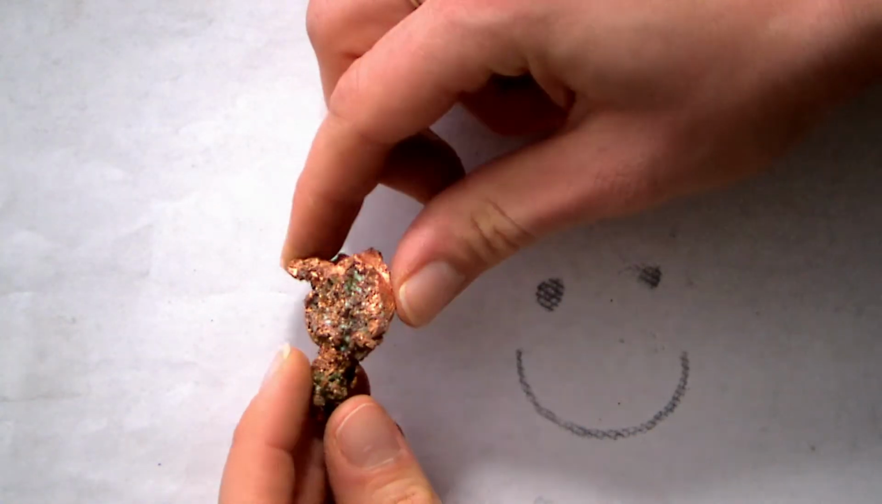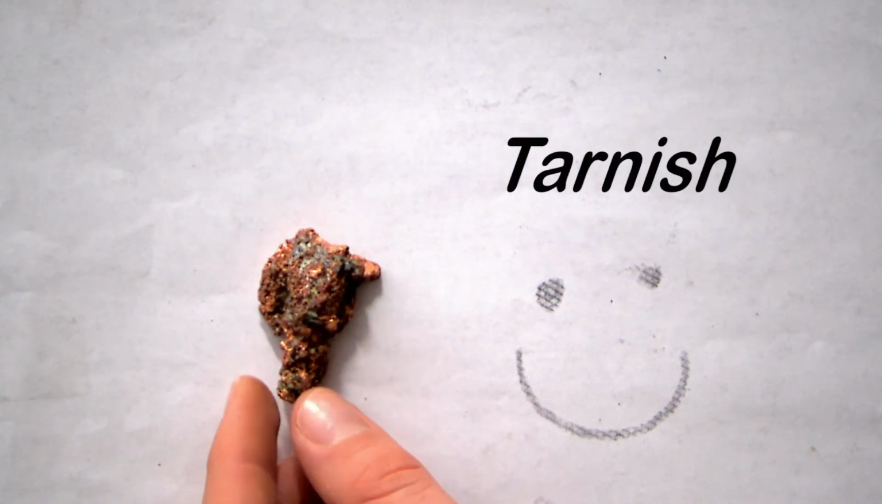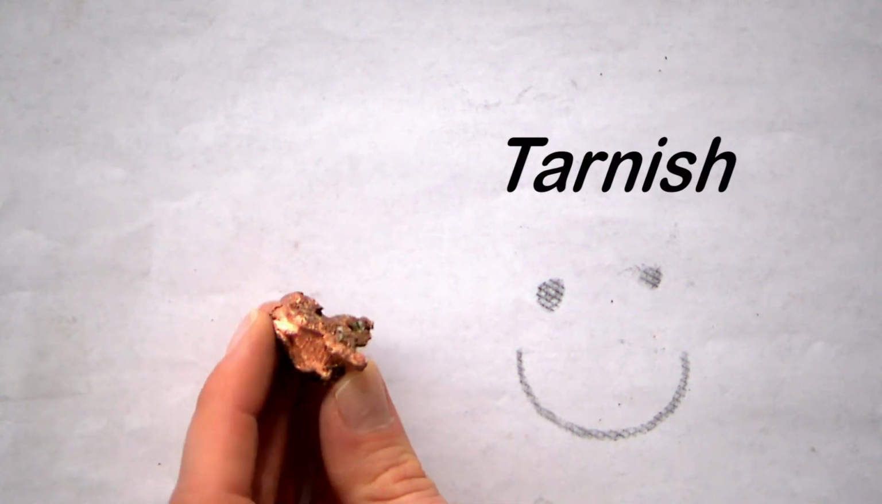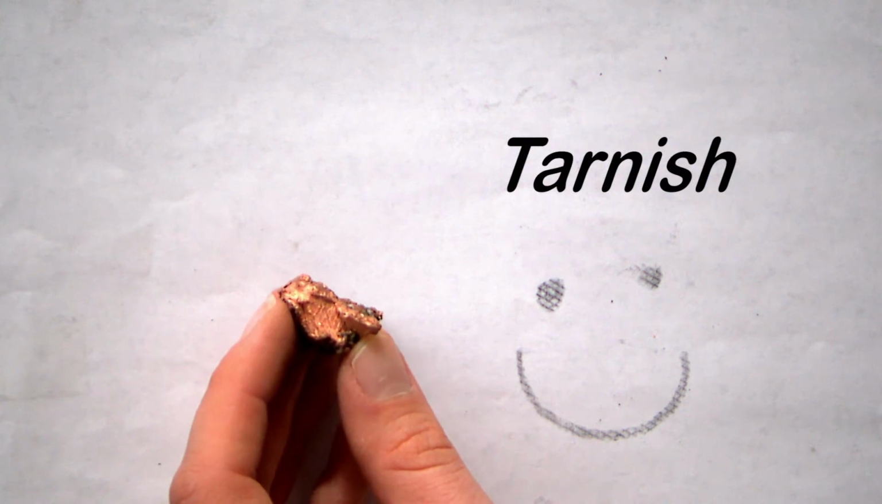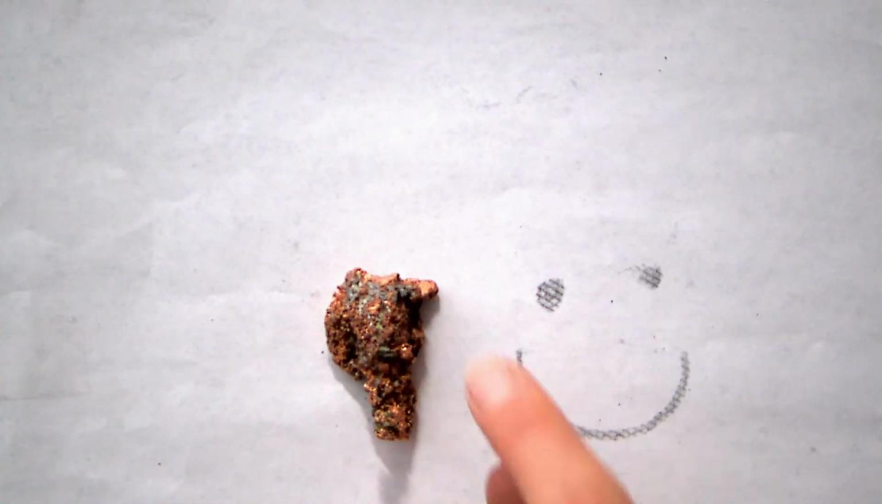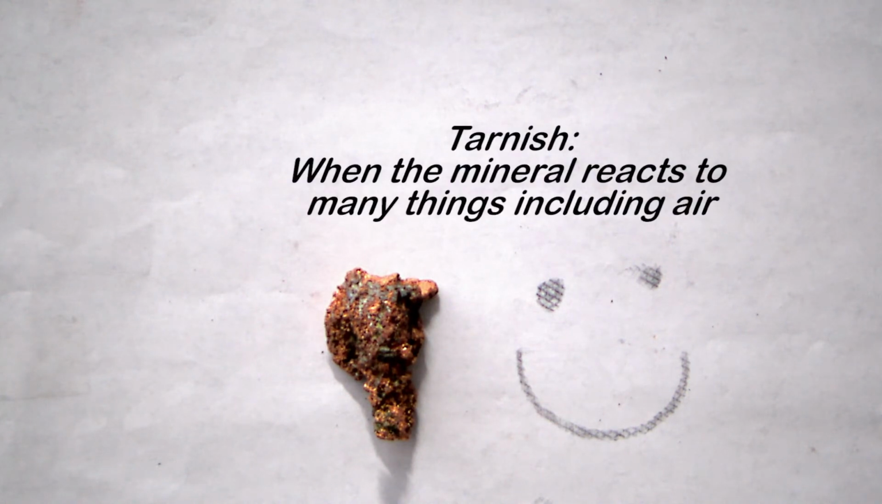Now, especially with metallic luster minerals, we have to be careful of tarnish. So you notice here that this copper has this wonderful copper color on this edge, which has been recently broken. But over here, you see that it's got a little bit of green funk on it. And this green funk is called tarnish.